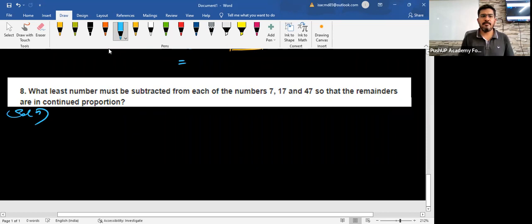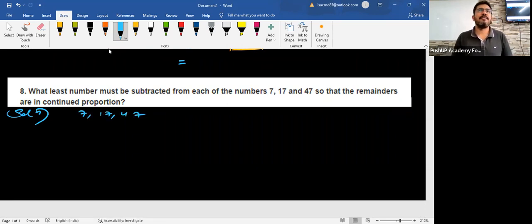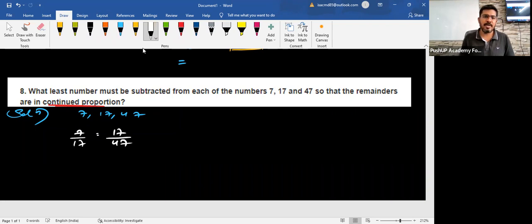So now the three numbers which are given to you are 7, 17, and 47. And they are asking you to find the least number which must be subtracted from these three given numbers so that the resultant numbers are in continuous proportion. So what did you notice here? Continuous proportion means the first to the second ratio is equal to the second to the third ratio. So children, 7 upon 17 is equal to 17 upon 47.